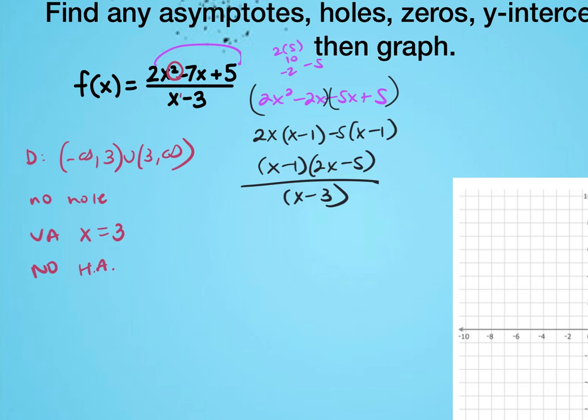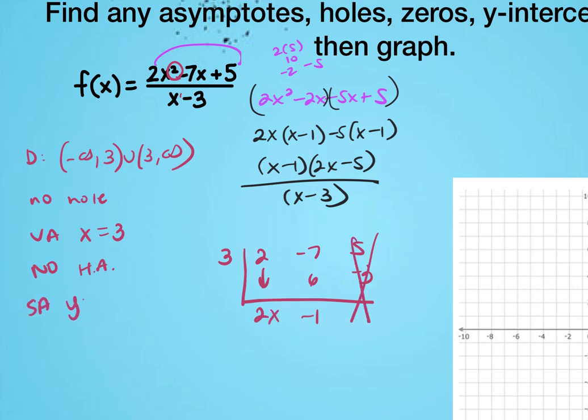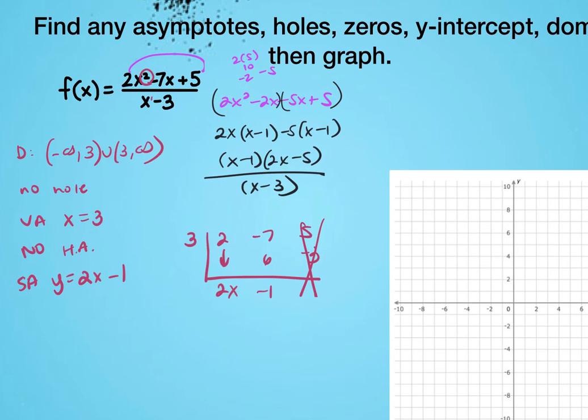So I'm going to divide the top by the bottom. You can use synthetic this time because it's just x to the first. 2, negative 7, 5, bring down the 2, 6, negative 1, and the end doesn't even matter. My slant is y equals 2x minus 1. The zeros come from your numerator: 1 and 5 halves, or 2 and a half.